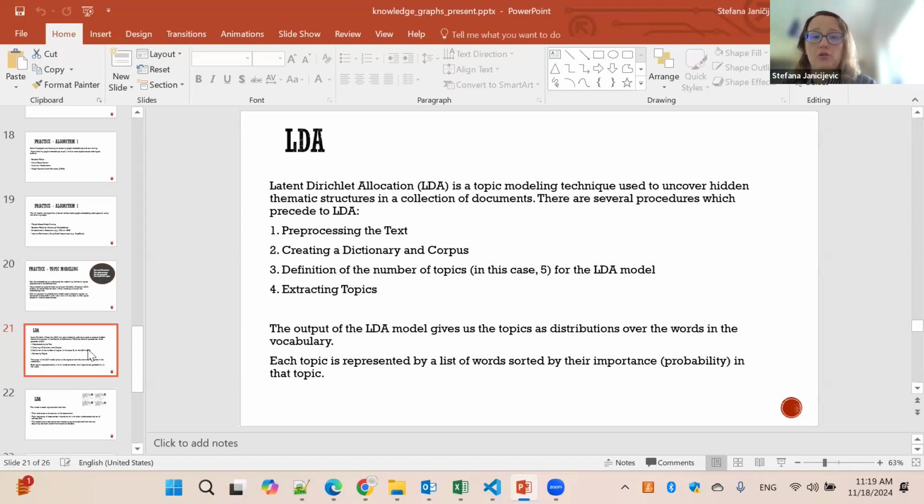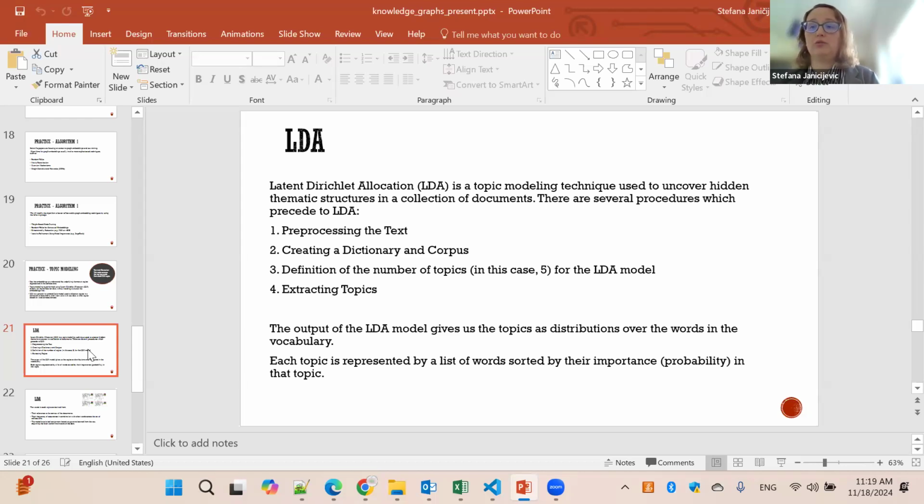Group 3, definition of the number of topics. The model analyzes the corpus and discovers patterns of word co-occurrences. It assigns probabilities to words for each topic based on how likely they are to appear together in the same collection, in the same part of speech.